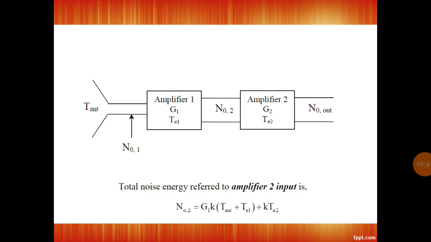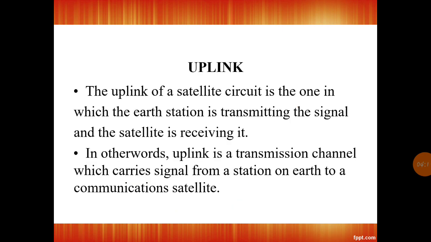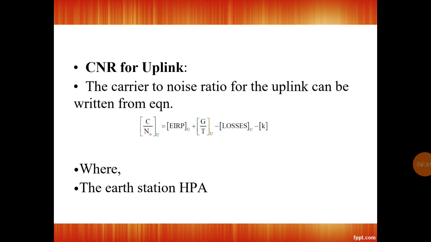The types of interference can be taken as physical noise and some disturbances. In the case of a satellite, equipment faults such as uplink and downlink power control systems could cause the carrier to increase its power level, so that it may cause interference. The uplink of the satellite is the one in which each station is transmitting the signal and the satellite is receiving it. In other words, the uplink is the transmission channel which carries the signal from the station on the earth to the communication satellite.